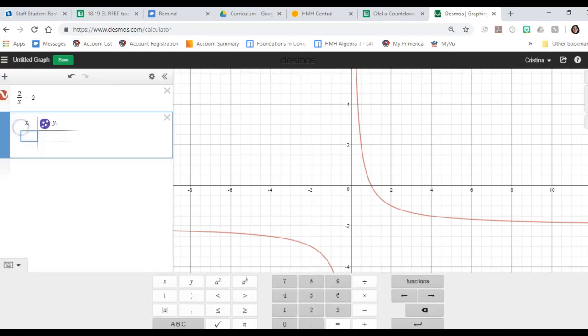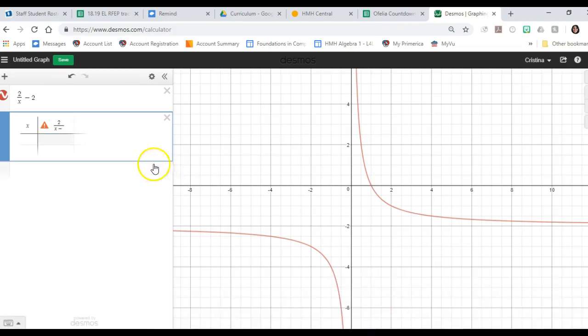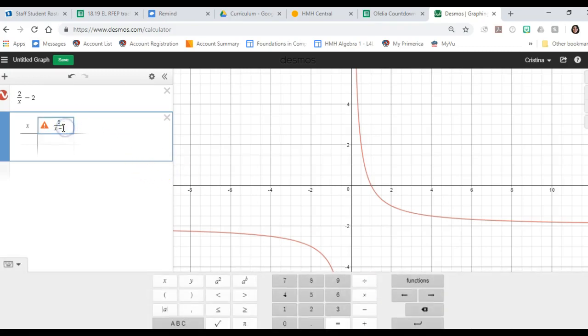I want a table, and I want that to be x, and I want this to be 2 divided by x minus 2. Let me go ahead and clear that. We will clear that using the backspace button. Minus 2 on the outside of that.